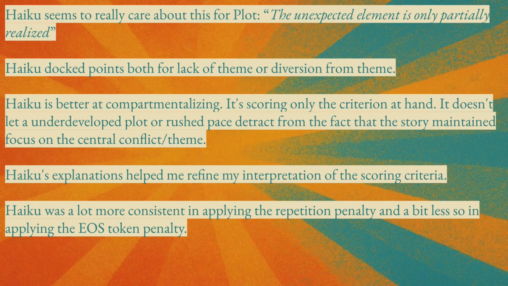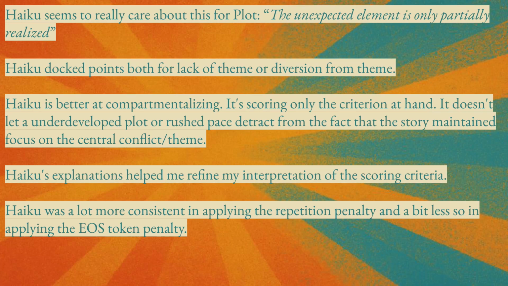So if there's an underdeveloped plot, or a rushed pace, or some vocabulary problem, or anything like that, I found that Haiku ignored it. It did not let it detract from the focus that the story maintains focus on the central theme, or the story shows unexpected elements, or the story is coherent with the prompt. So I was really happy to see that my additional instruction, which I'm assuming is why the change happened, helped it focus on one criterion at a time.